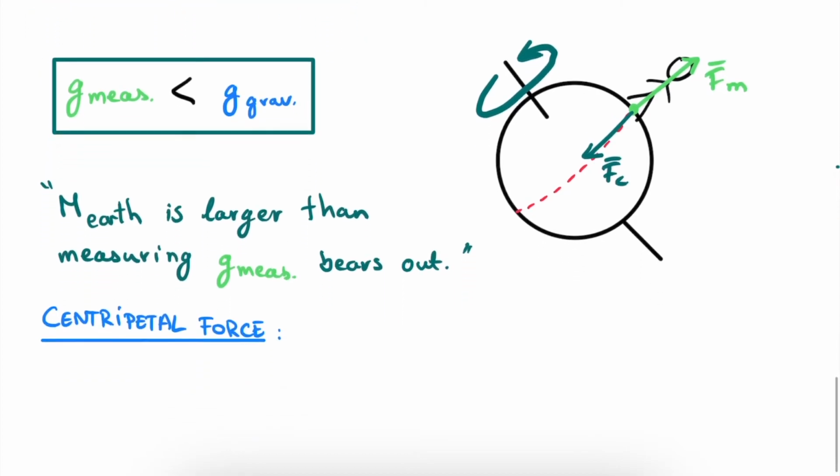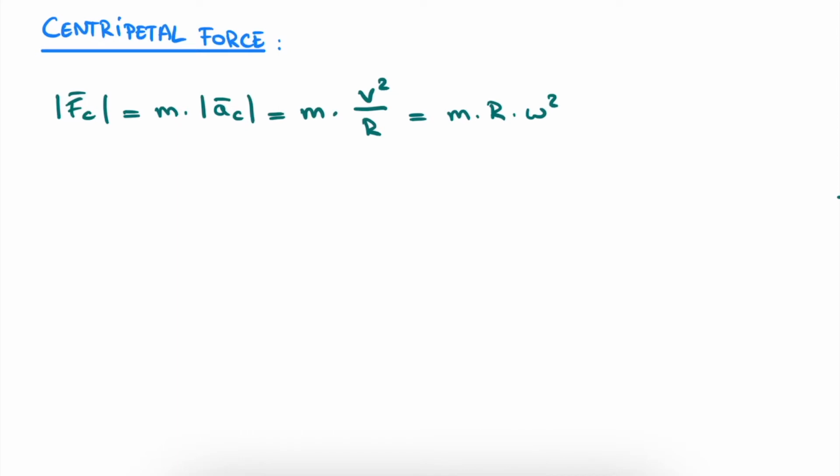And fortunately, we now have an expression for the centripetal force. We know that the magnitude of the centripetal force is equal to your mass times the centripetal acceleration, and the magnitude of the centripetal acceleration is equal to the velocity squared divided by the radius. Or if we write it in terms of the angular velocity, which is 1 revolution per day in the case of the Earth, we get that the magnitude of the centripetal force is equal to m, the mass of your body, multiplied by the radius of the Earth, multiplied by omega squared, which is the angular velocity squared.